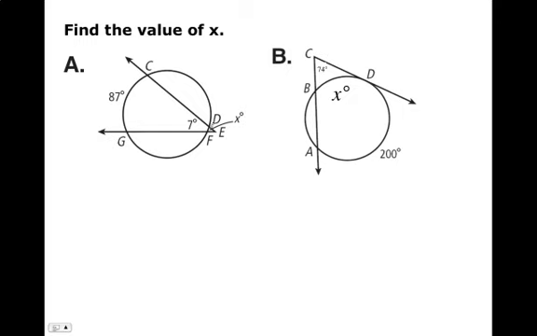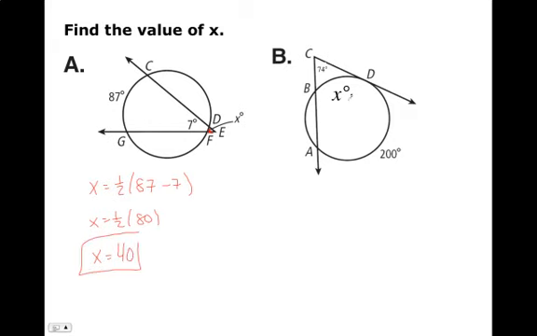So here we're trying to find this exterior angle. We know the two arcs, so all we have to do to find x is 1/2 times 87 minus 7. So x is going to equal half of 80. So here we get x is 40.